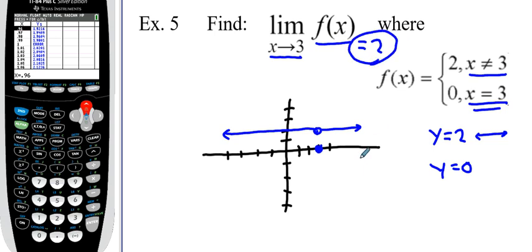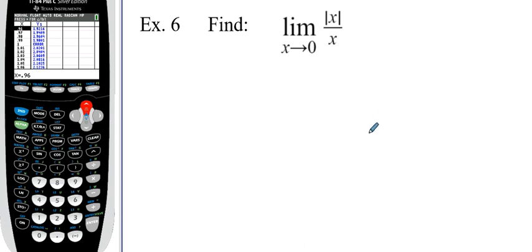It's a different mindset. When you think algebraically, you might say, I don't get this. When x equals 3, y equals 0. But don't think when x equals 3. Think when x gets infinitely close to 3, y is still equal to 2. So there's that answer. All right, we'll see more of these down the road. Let's continue.